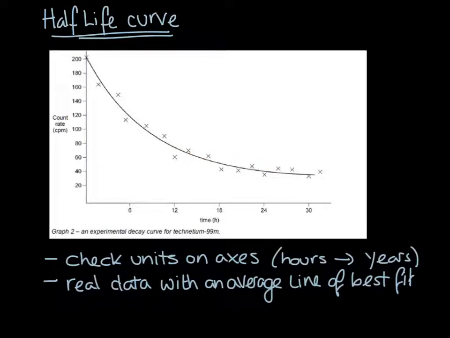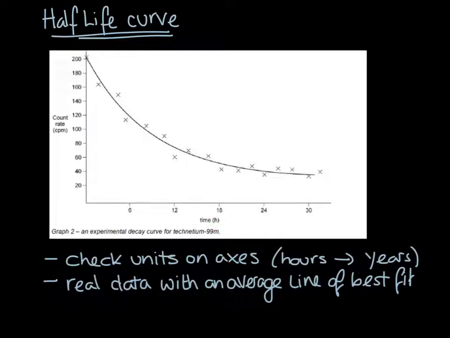Now, a couple of things to point out from this graph. First of all, whenever you see one of these graphs, you need to check the units on the axis. So here we've got time, and here we've got the count rate in counts per minute. The units, especially on the time axis, can vary from hours to thousands of years. So really important to have a look at the units.